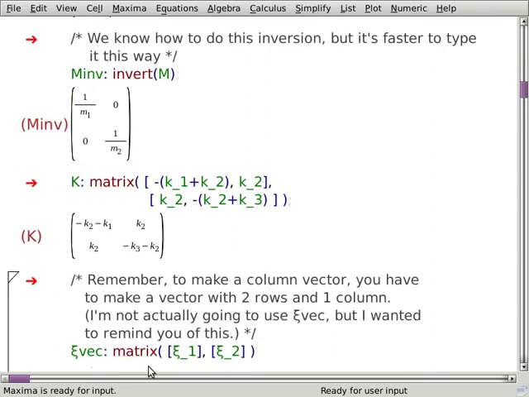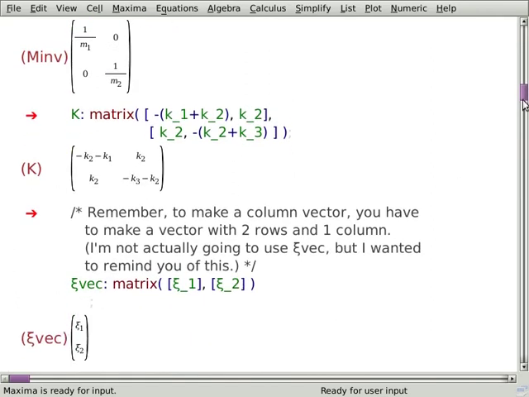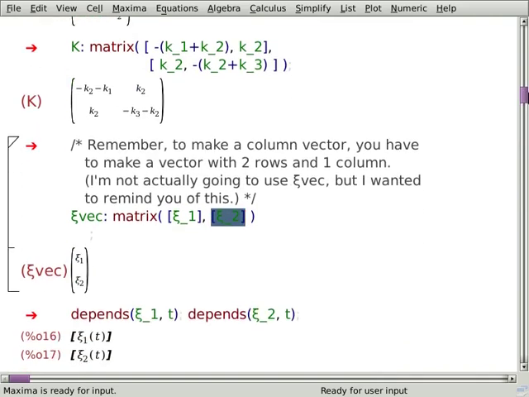Now, this one's a little weird. I don't just do xi1 comma xi2 or matrix xi1 comma xi2. I want a column vector. See here, I get a column vector out. You have to do that in matrix by giving it the first row as a list, so in brackets, then the second row. So that gives me my column vector. Now, I'm just going to tell Maxima that xi1 and xi2 depend on time, because they do.